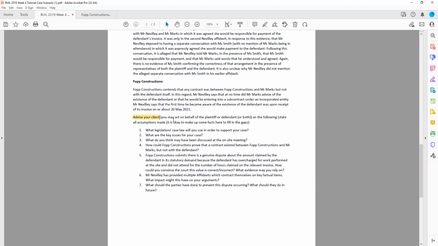Well, we know we can act on behalf of the plaintiff or the defendant, or we can argue both sides. So if it says both, that means argue both sides. Equally, you could argue for the plaintiff and then provide some defenses that the defendant might come back with.